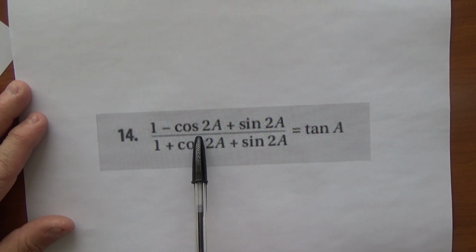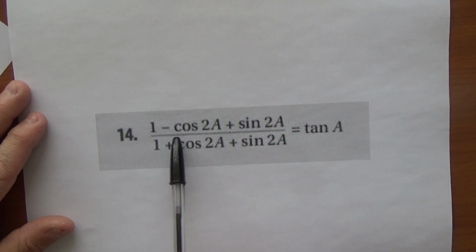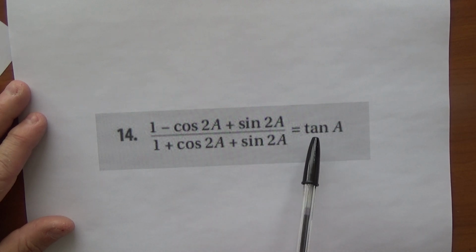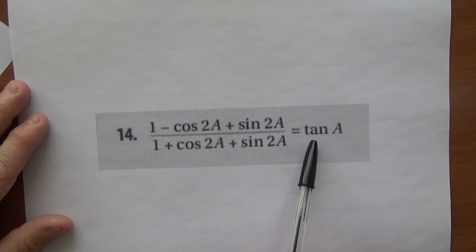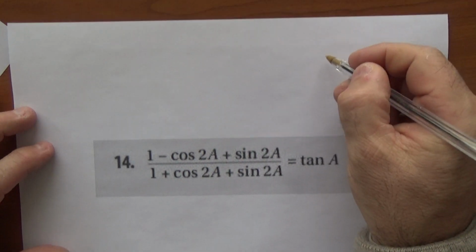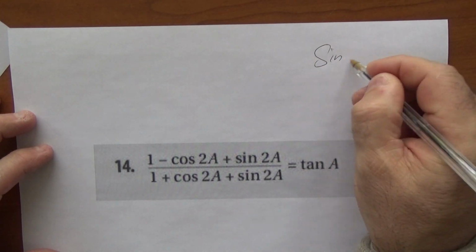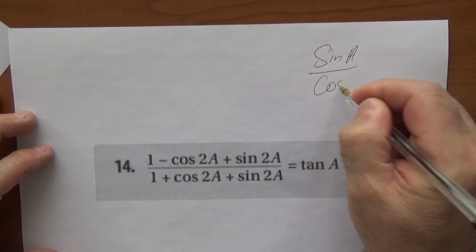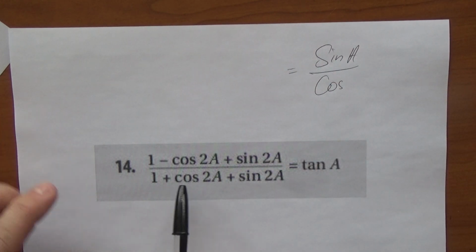Okay, here we go. So we're thinking about this and wondering whether we should turn it into sine. You have different options here, but let's turn it into sine over cosine, and let's just get busy with double angles.